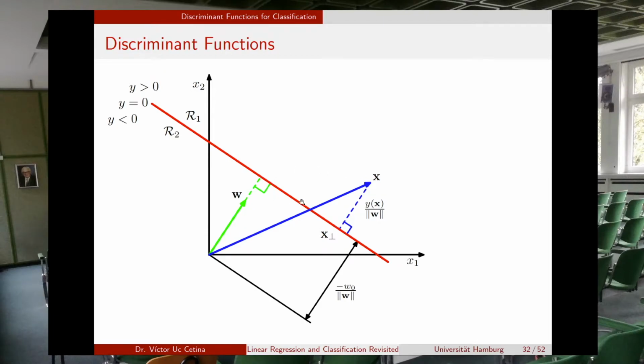In this example, we're talking about points in a two-dimensional space, x1, x2. And our decision boundary is a line, but this scales up to any dimension, so it scales up to any hyperspace. So let's see how we can compute this distance from the point x to the decision boundary.